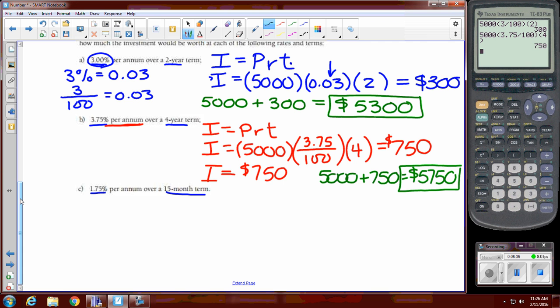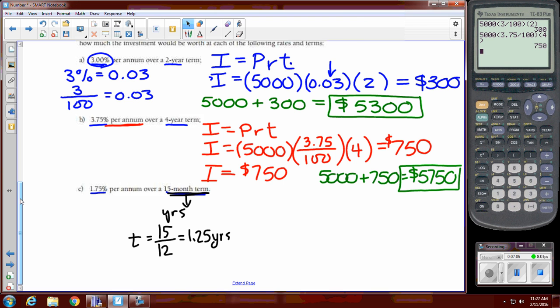The last question is a little bit trickier because we have this 15-month term. We want to figure out what this is in years. So you need to know that 15 months in years, well, a year has 12 months. So 15 divided by 12 would mean that this is actually in for 1.25 years. So this is going to be our term. So we can't say 15 months, we have to say 1.25 years.